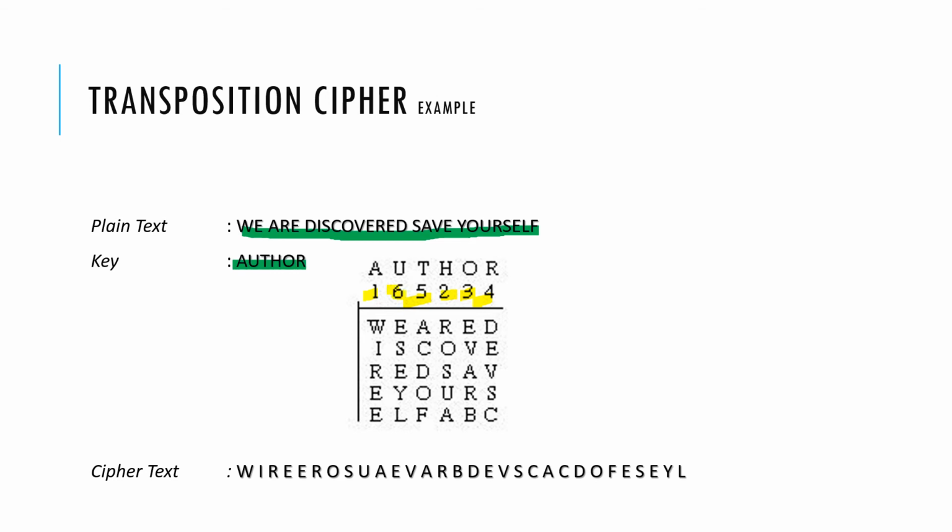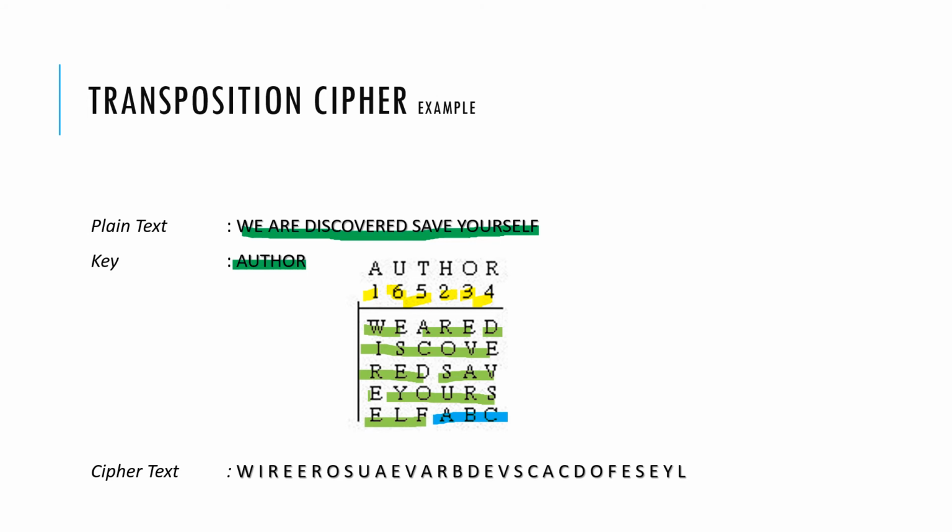Now that we have our columns of the matrix ready, we will fill these columns from left to right and top to bottom with the characters from the plain text. So what we obtain is: we are discovered, save yourself. Notice that we had some empty spaces and we have filled these spaces with ABC.